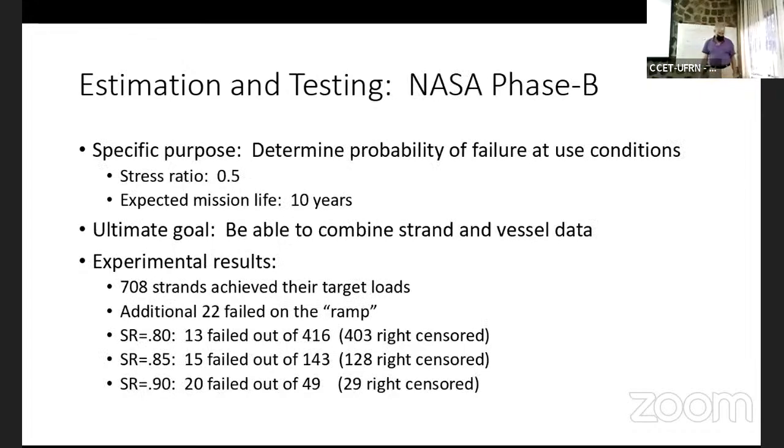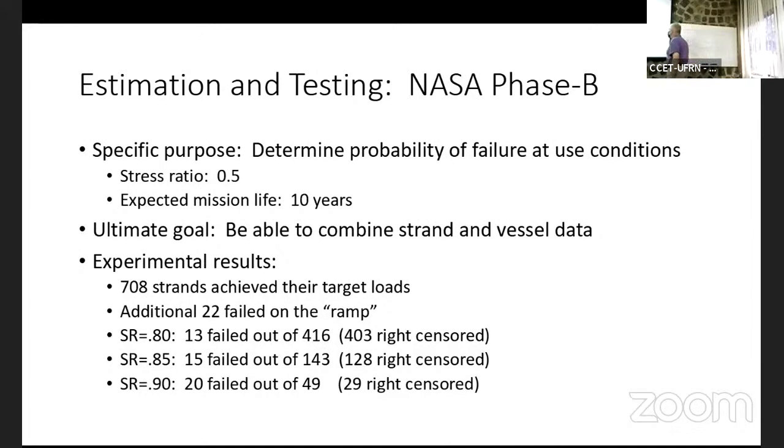Here is the goal of our experiment. We really need to be able to predict as accurately as we can the probability of failure at use conditions and a stress ratio of 0.5, how we defined it. So what we did is we took the characteristic life from the strength data that you saw in the last lecture that defined our stress ratio, and the use condition was defined to be half of that. That's a NASA decision.